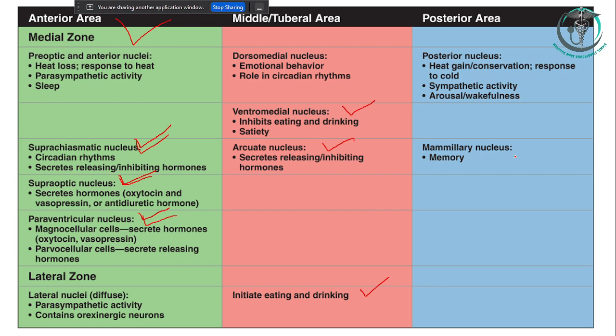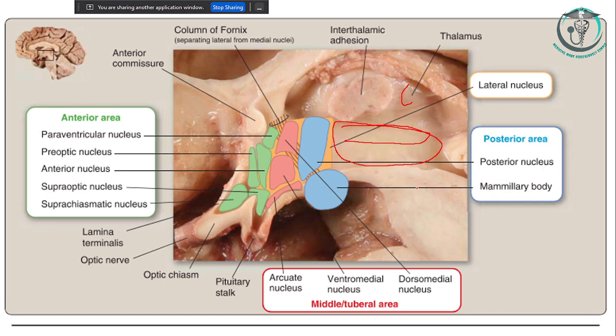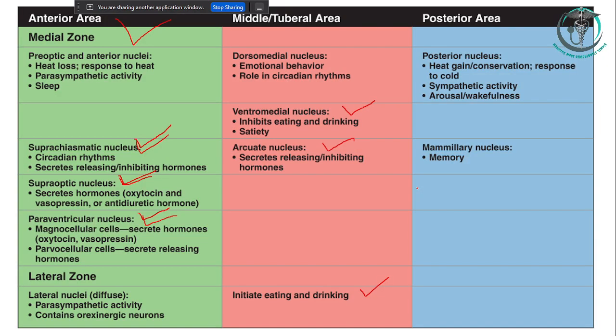So a quick recap. I want you to memorize that the hypothalamus has different types of nuclei. These nuclei can be divided into three. There is an anterior area, there is a middle area, and the posterior area. The anterior area has three nuclei I need to know for my exam. What are those nuclei? The suprachiasmatic nucleus, the supraoptic nucleus, and the paraventricular nucleus. It's a must that I know these nuclei.